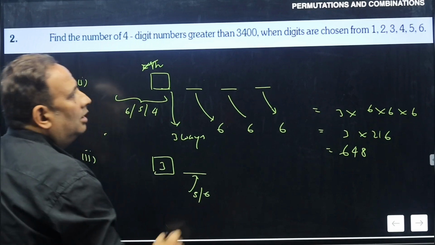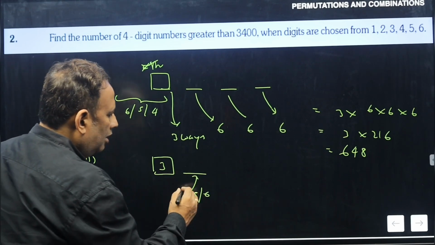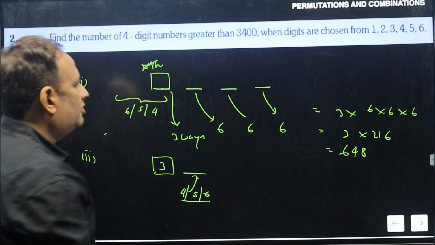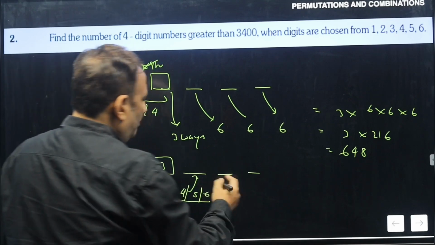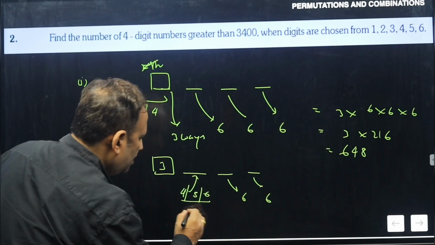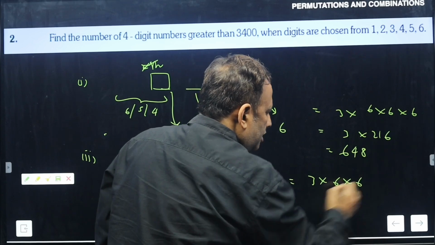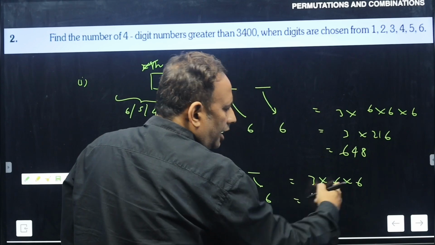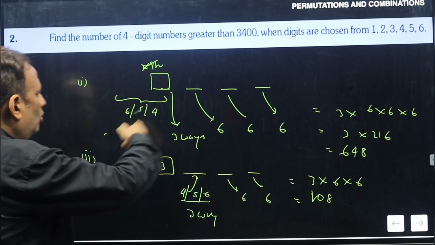Means total how many ways? Can we use 4 also? Yes, we can use 4 also along with 3, because with 34 there are other hundreds. So 4, 5, 6, these 3 numbers we can use over here. And the 2 other places we can fill with any of the 6 numbers. So the total number of ways here is 3 into 6 into 6, that is 108. So total 108 ways.